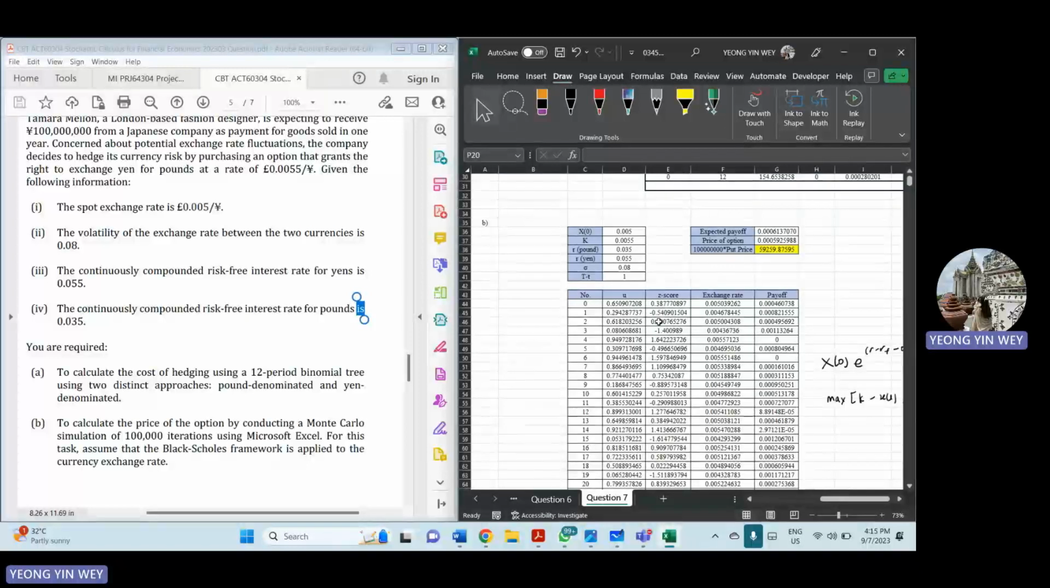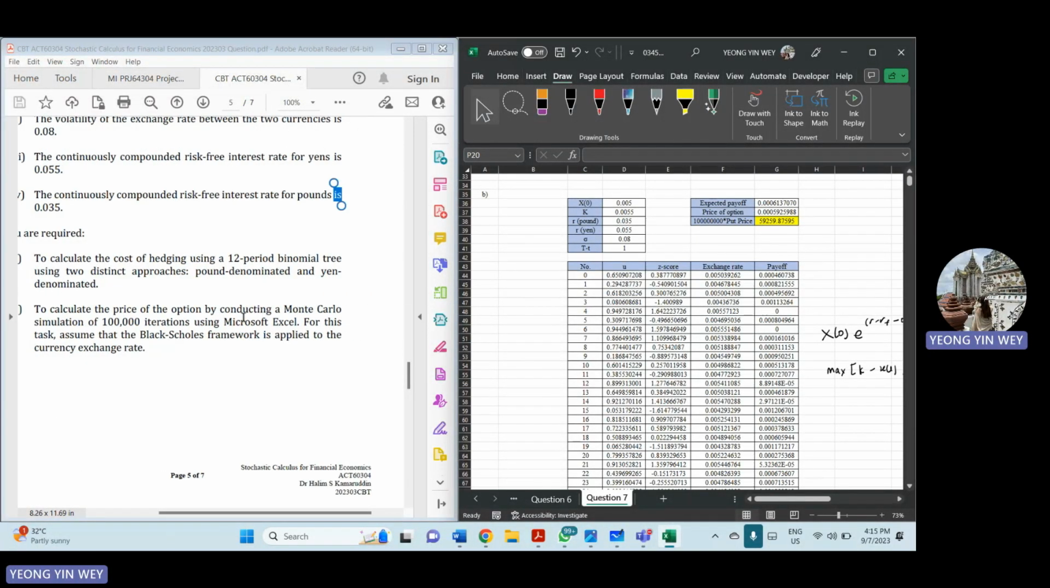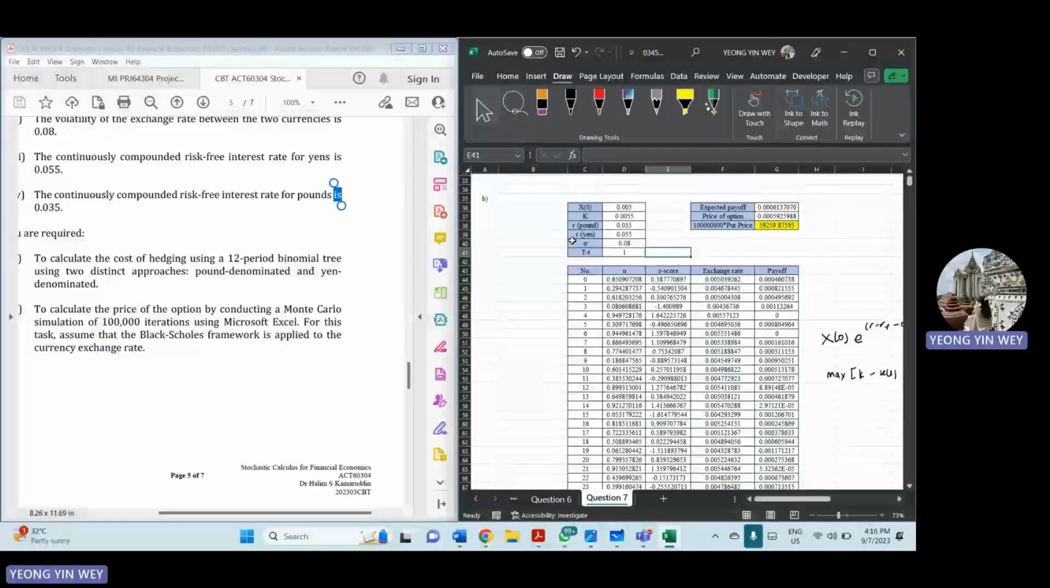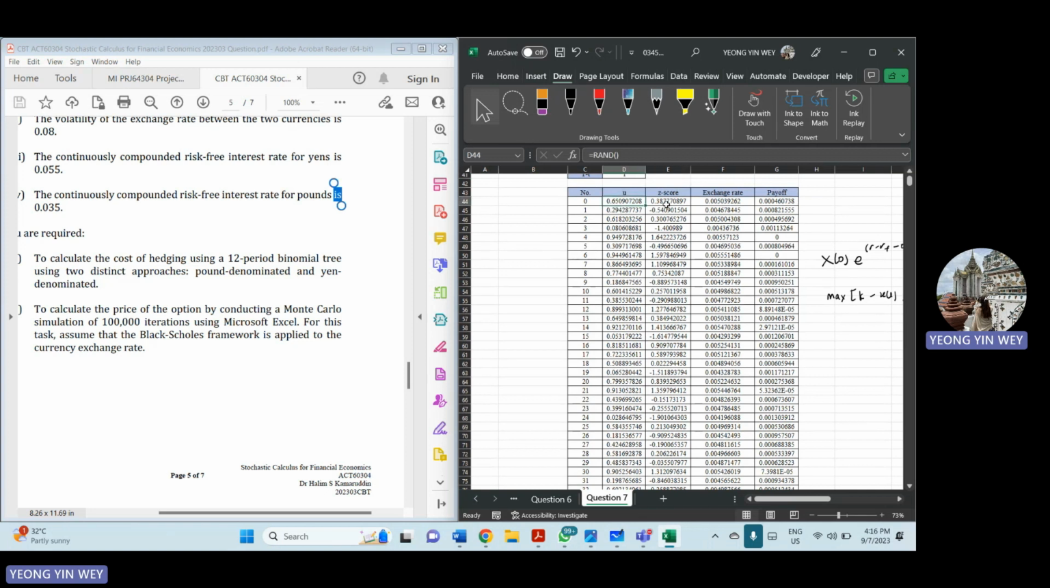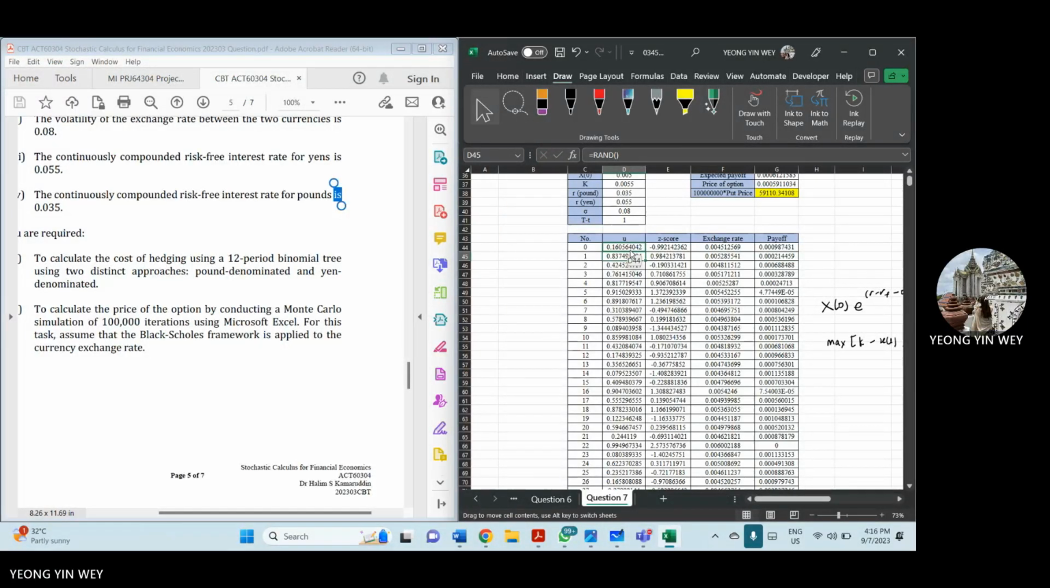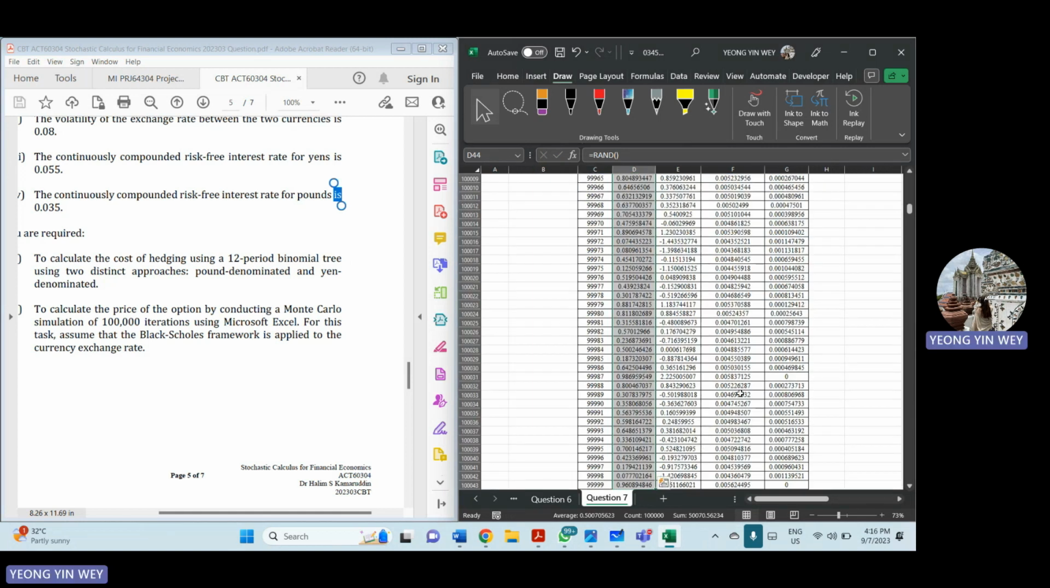Okay, next we will discuss question B: to calculate the price of the option by conducting a Monte Carlo simulation of 100,000 iterations. First, all of this data we can get from part A just now. So we will generate 0 to 100,000 iterations. And for the U, we can generate using RAND, R-A-N-D. Here we have 100,000 data.